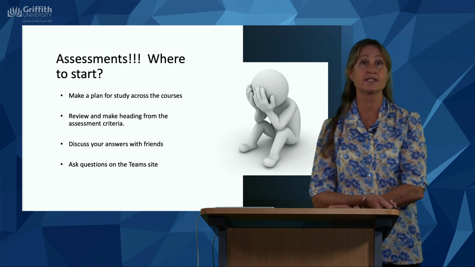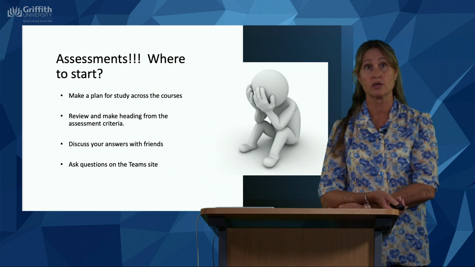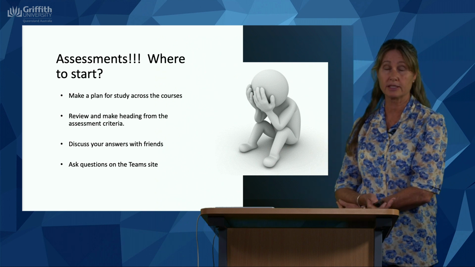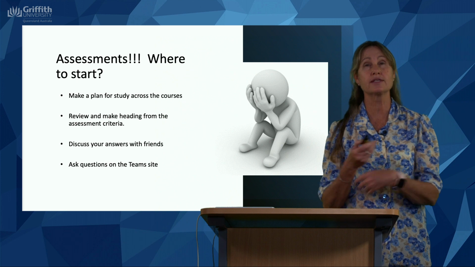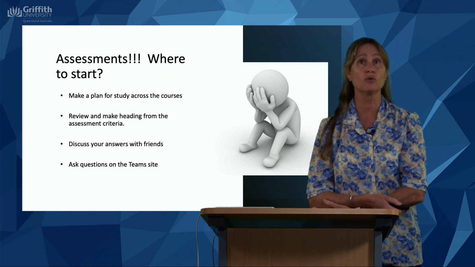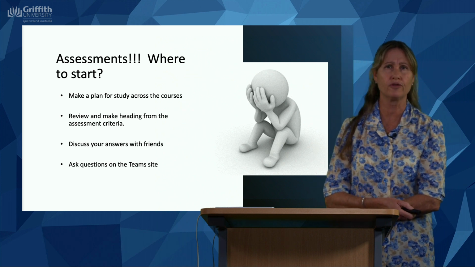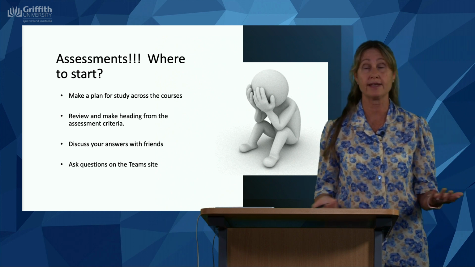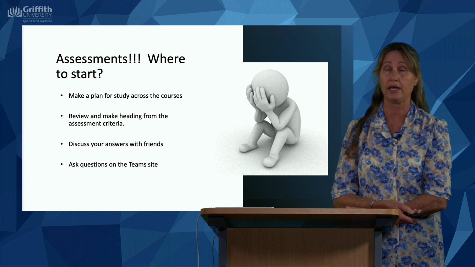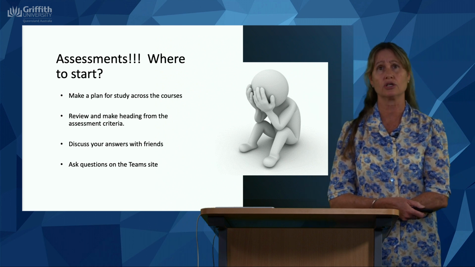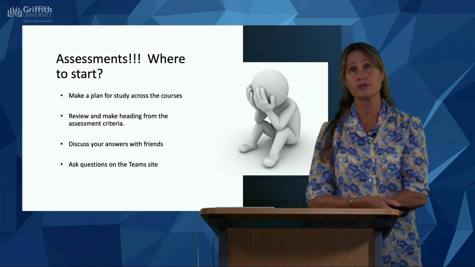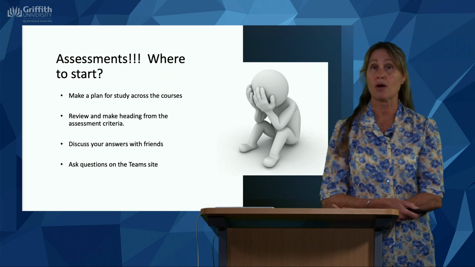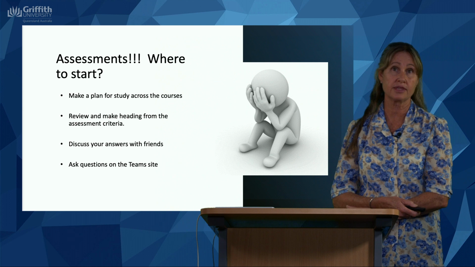Make a plan for study across all the courses. Review and make headings to go with the assessment criteria. This helps you to start thinking about what is needed and the word count, what you need to look for and how long it's going to take you to do it. Discuss your answers with your friends. It is okay to have that general discussion of what article they've chosen and why, also how they might be setting it out, what sort of points they're thinking of.